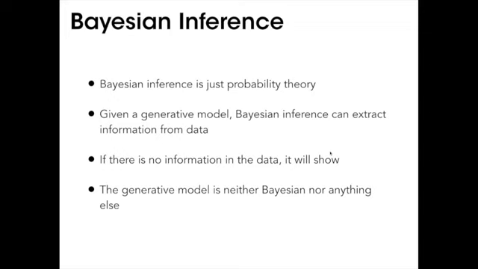So, for example, you can take a generative model and then you can program it as a Bayesian network, and Bayesian inference can extract information from the data if there is such information in the data. And if there's not, it'll tell you that too. The generative model itself is neither Bayesian nor anything else, frequentist or whatever. There are other paradigms beyond those two. The generative model is a generative model. And Bayesian analysis is just the use of probability theory, the laws of probability, which everybody agrees are correct, to extract information using the implications of that model.